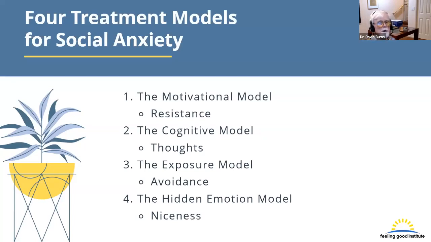And if you want an optimal outcome with a socially anxious patient or with someone with any form of anxiety, all 4 models will be helpful and, to my way of thinking, necessary. Now, the motivational model is all about therapeutic resistance. And in anxiety, there's 2 forms of resistance, and we'll talk more about them and how to deal with them. But there's what I call outcome resistance and process resistance.